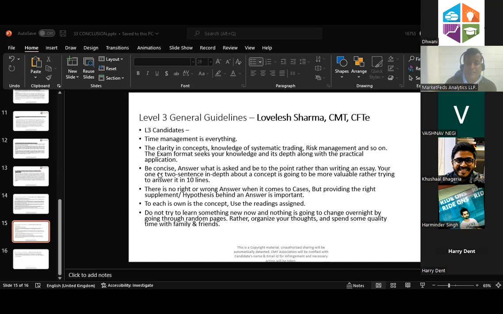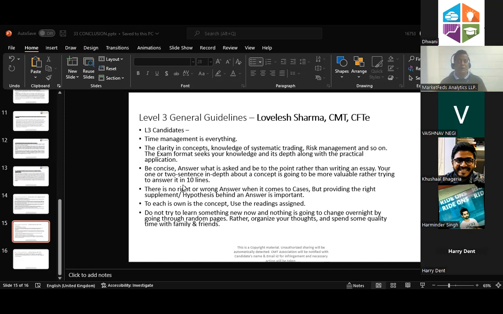So things like that. Be concise, answer what is asked, and be to the point rather than writing an essay. Your one or two sentences in depth about a concept are going to be more valuable than trying to answer it in 10 lines, since it is descriptive and you have to write it down.